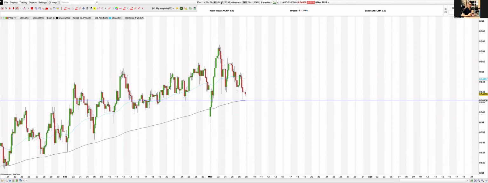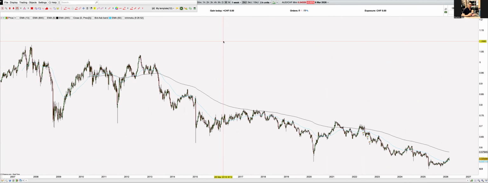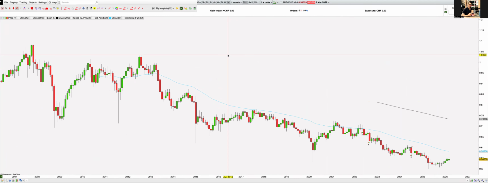AUD CHF, same thing. Can we identify a pattern? Can we then identify where we sit within that pattern? This is the monthly chart. Yes, I can see a one, a two, and a three to the low. And that was after breaking the structure.